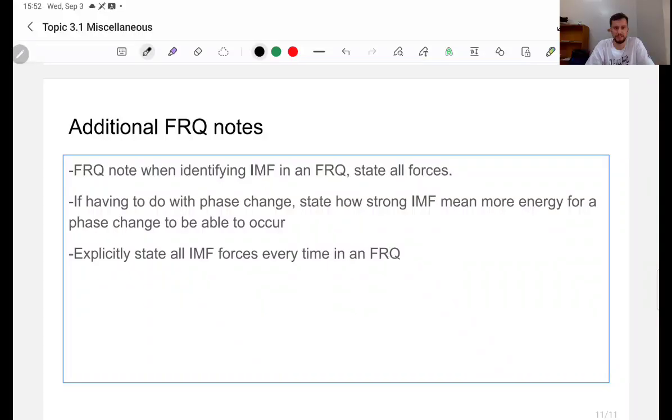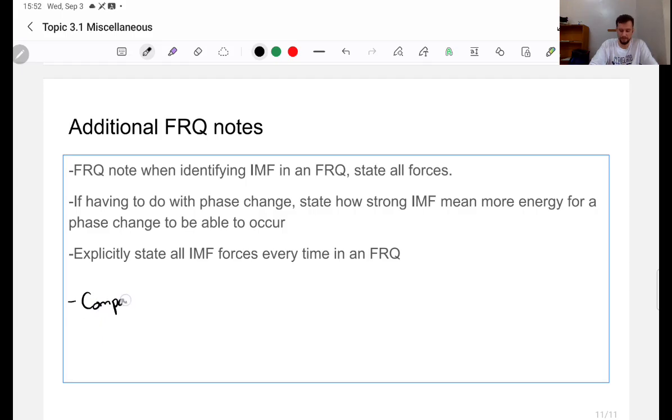And then explicitly state that all intermolecular, oh, hey, that's the same thing. Again, I guess I'll just say it one more time. Explicitly state all intermolecular forces every time in an FRQ. That is very important, so make sure you are doing that. If you're comparing three chemicals, right? Don't just say, well, water is hydrogen bonding. Also state, well, this other one only has LDF. And also, I should add actually here, compare size too.